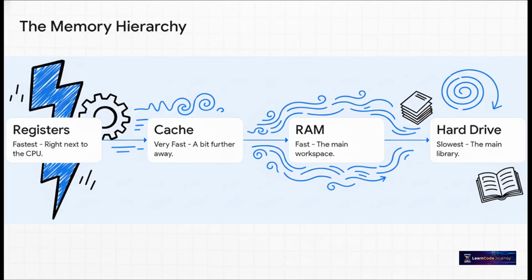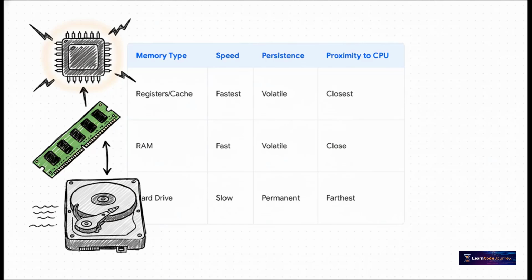Think of it like your desk. The stuff you're working on this very second is right in front of you. The files for your current project might be in a drawer, and everything else, that's in a big filing cabinet down the hall. So here's how that plays out. All your files and apps live permanently on the slow but huge hard drive. That's the filing cabinet. When you open a program, it gets loaded into the much faster RAM. That's your main workspace. And the most critical bits of data are put in the ultra-fast cache and registers, right at the CPU's fingertips. It's a brilliant system for keeping that speedy CPU fed with data.